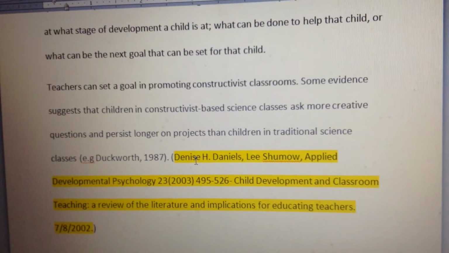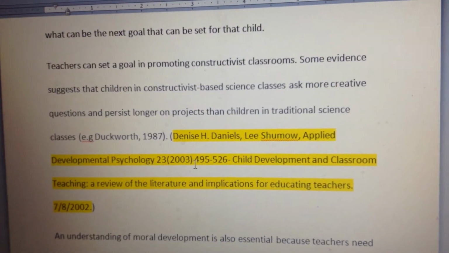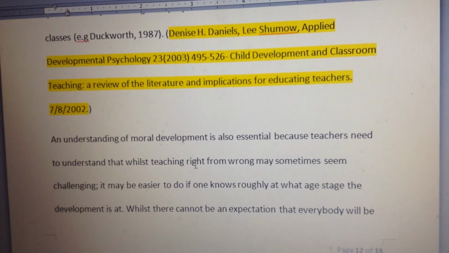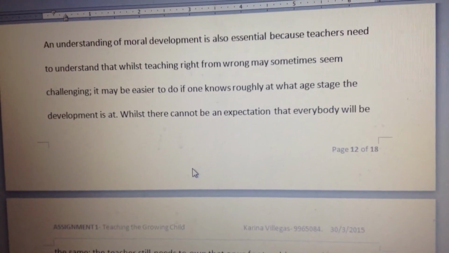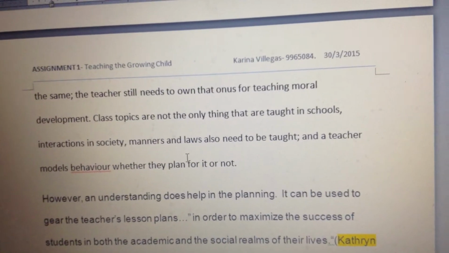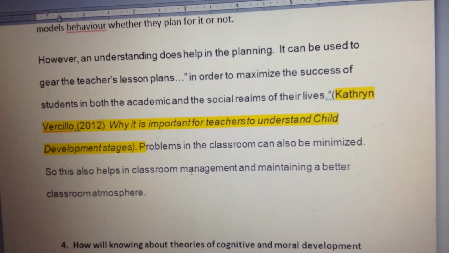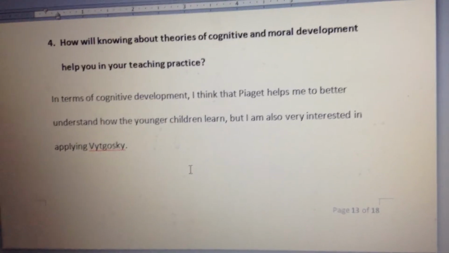You can set a goal in promoting constructivism, so class discussion. It can also motivate the children. And obviously moral development, the teacher's always modeling it, so it needs to be incorporated into classroom management. So I think it should be planned for, not something that just happens occasionally or by coincidence.